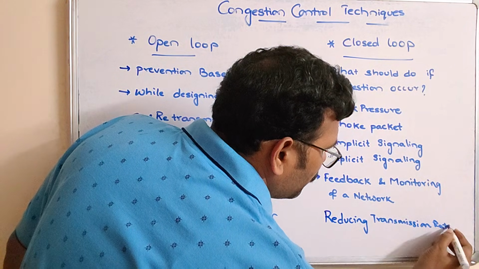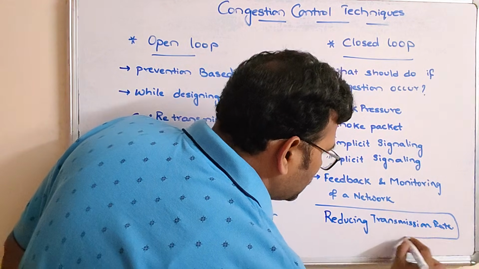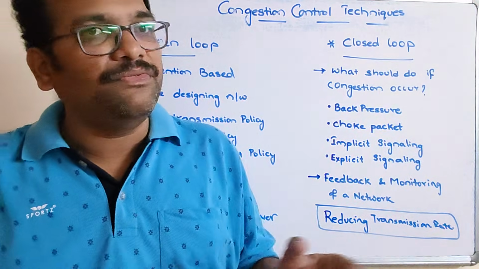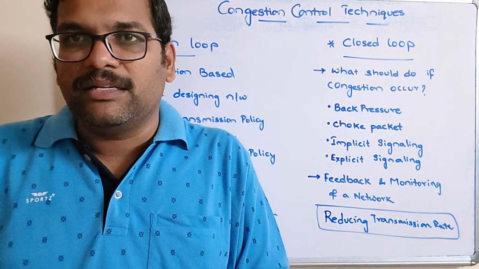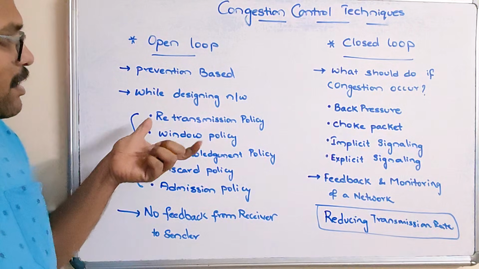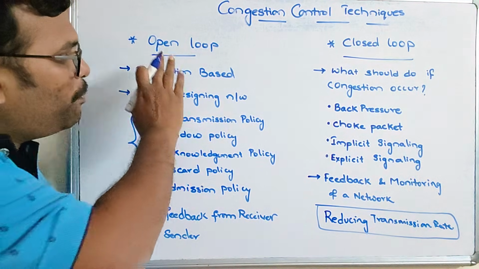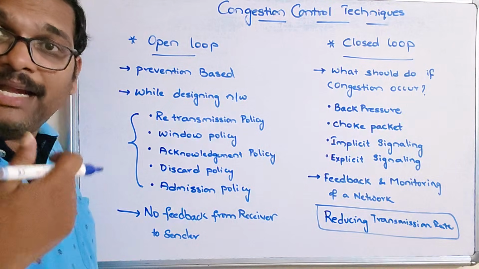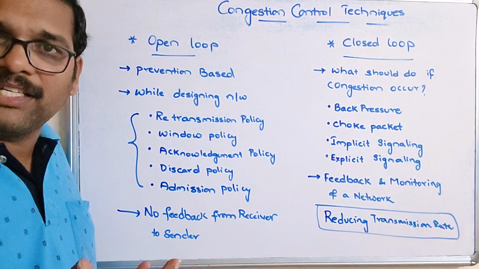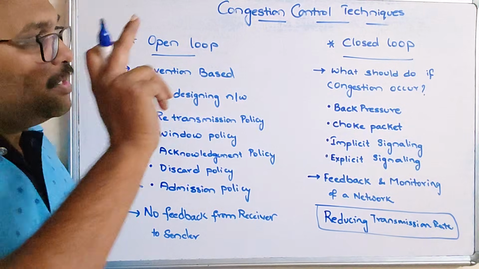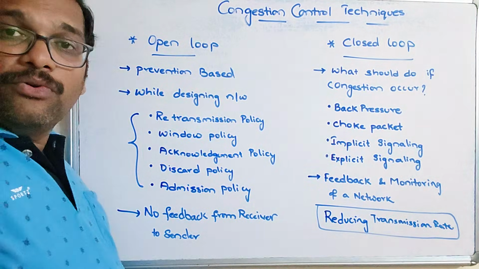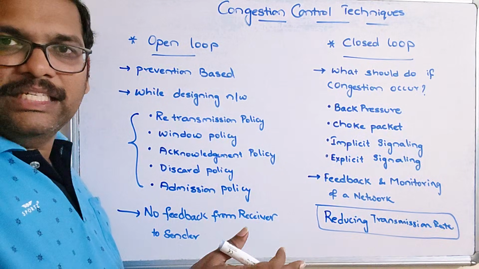This is very important. If the transmission rate is reduced from the sender, the congestion will be less. And here, open loop means prevention based. Congestion doesn't occur, so we are taking some precautions to avoid the congestion. And coming to closed loop, congestion will already have occurred, so what do we have to do in order to control that congestion?